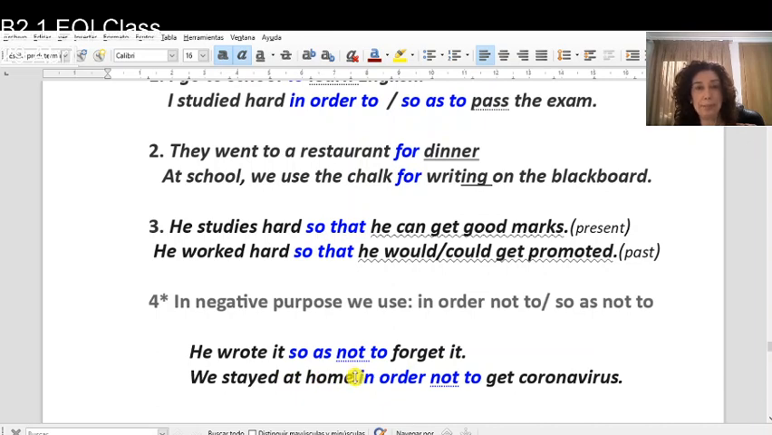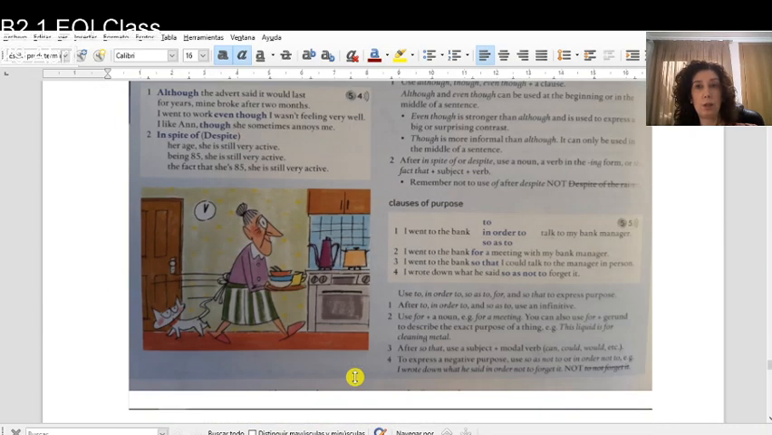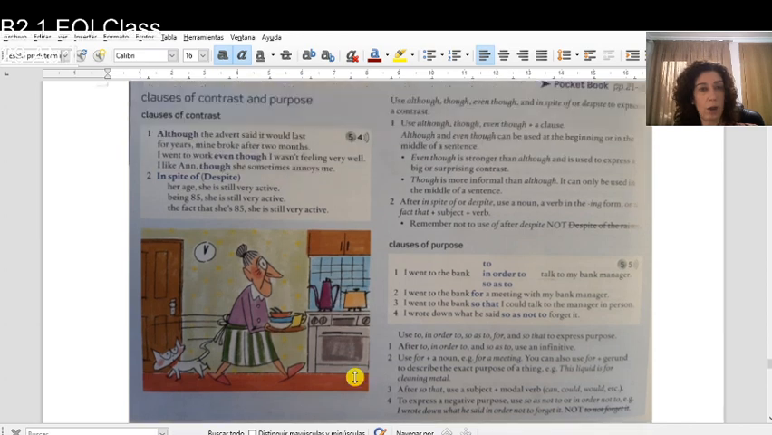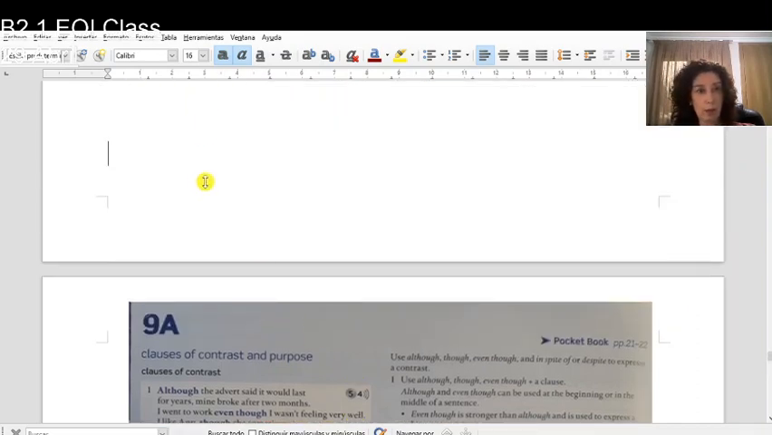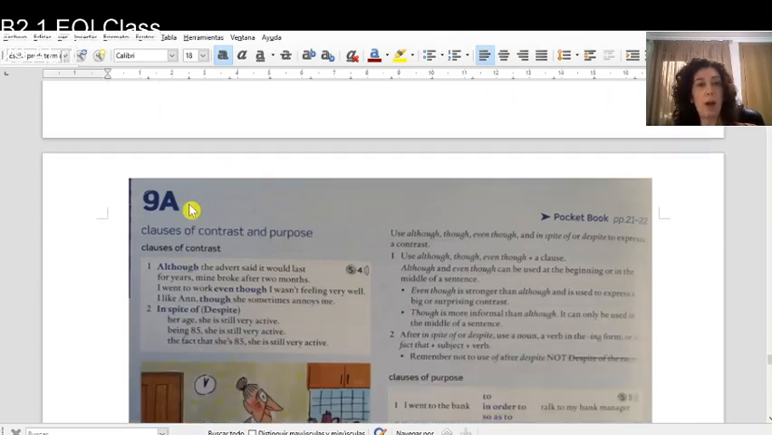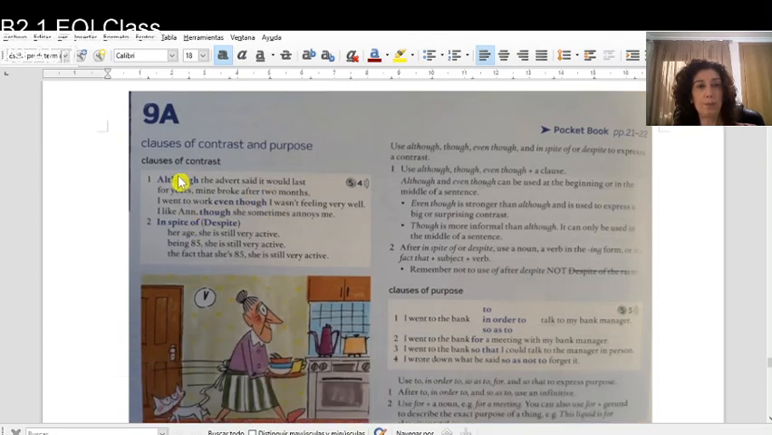Clear? Yeah, what do we have to do now? Go on page 148, I'm going to write it down here, page 148, yeah, and you have 9A, clauses of contrast and purpose.